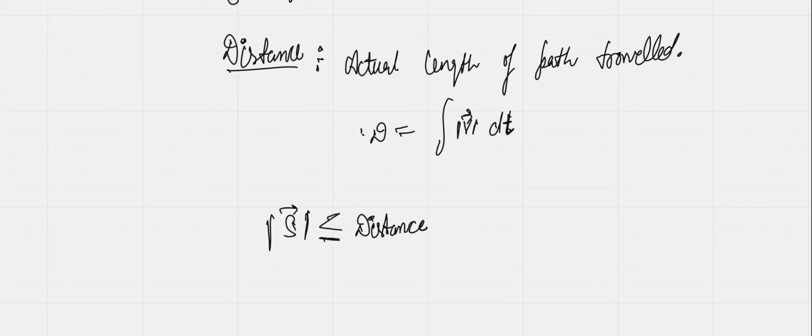Clear? With time, your displacement can be negative, it can be zero, it can be positive, whatever value. All values are possible for displacement, but it will never be greater than the distance value. Okay, so this was the thing. That's fine for now.